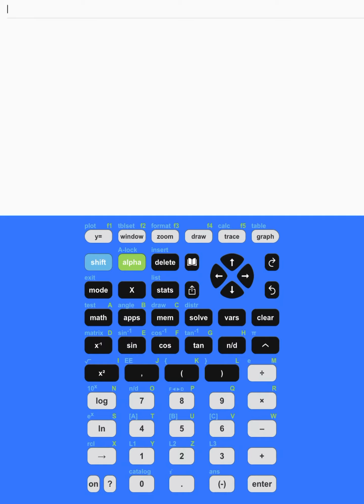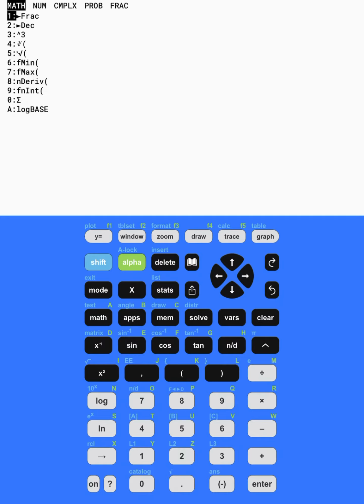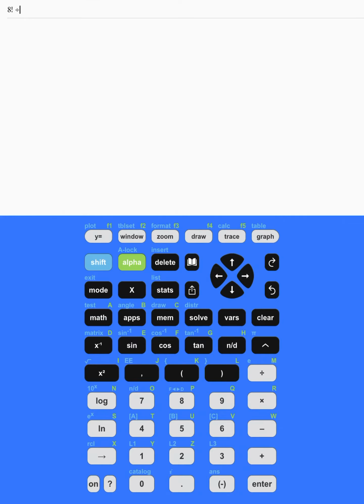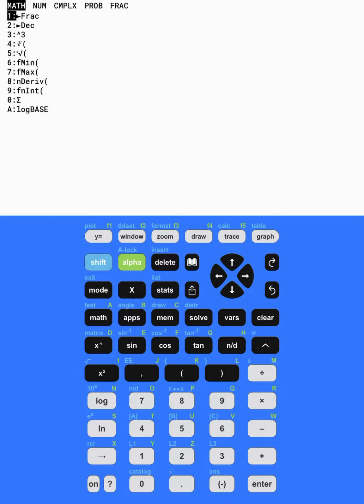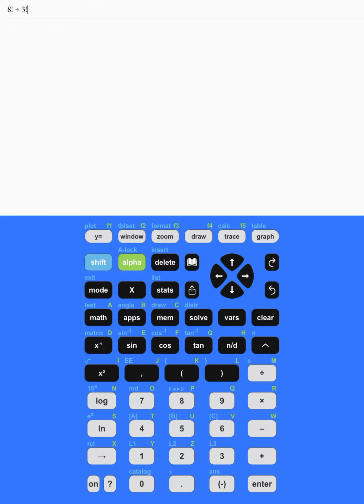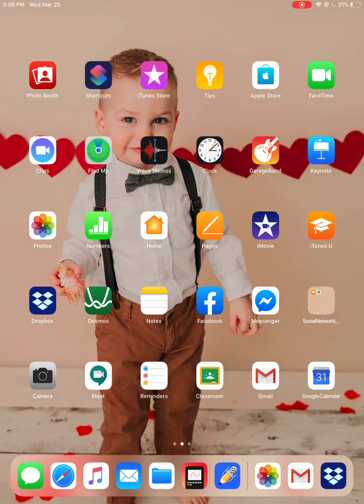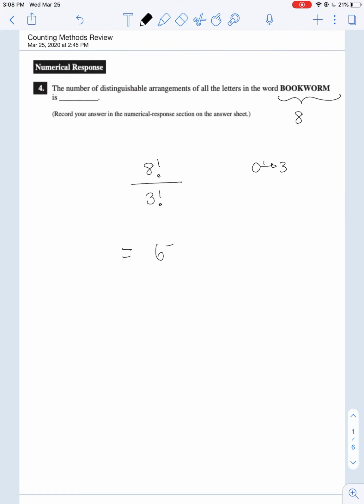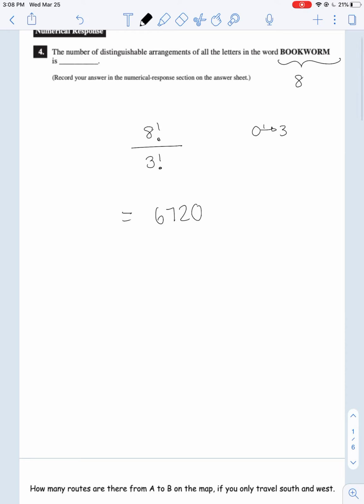So this is what you'd place into your calculator, and just to remind you where this stuff is in your calculator, you'd go 8 factorial, which for you guys would be math, probability, number 4, and then you divide that answer by, in our case, the 3 O's, math, probability, and then number 4. Enter, and you should get 6,720. Okay, so this is what I would be looking for on that redo.